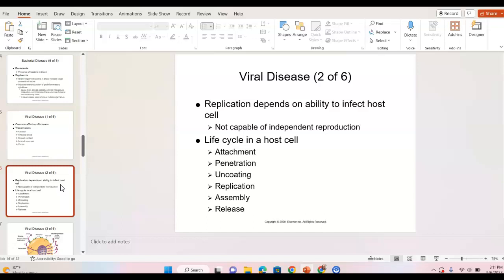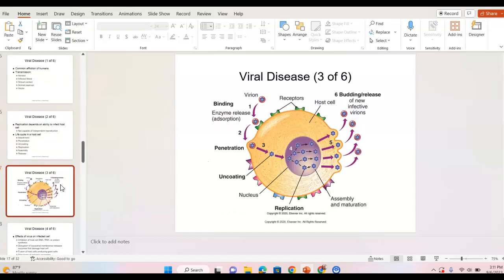So it'll attach, penetrate, uncode itself, replicate, assemble, and then release more viral little buggers out into your system. But I like this picture. You can see one is the binding to the surface of whatever cell it's infecting. It'll penetrate in. It'll uncode itself so it can release its genetic material into our nucleus. And there, it will create the proteins that will be assembled for release, creating those new viral cells that'll be excytosed through that cell wall.